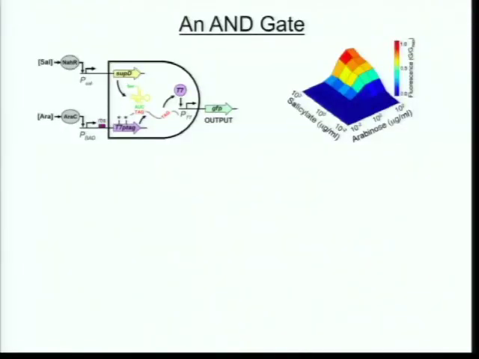So a good example of this is an AND gate that we built a number of years ago. This was Chris Anderson's project when he was in my lab. The details don't matter. Essentially, what it's looking at is the activity of two promoters, where the output of the circuit is on only when both of those promoters are on.